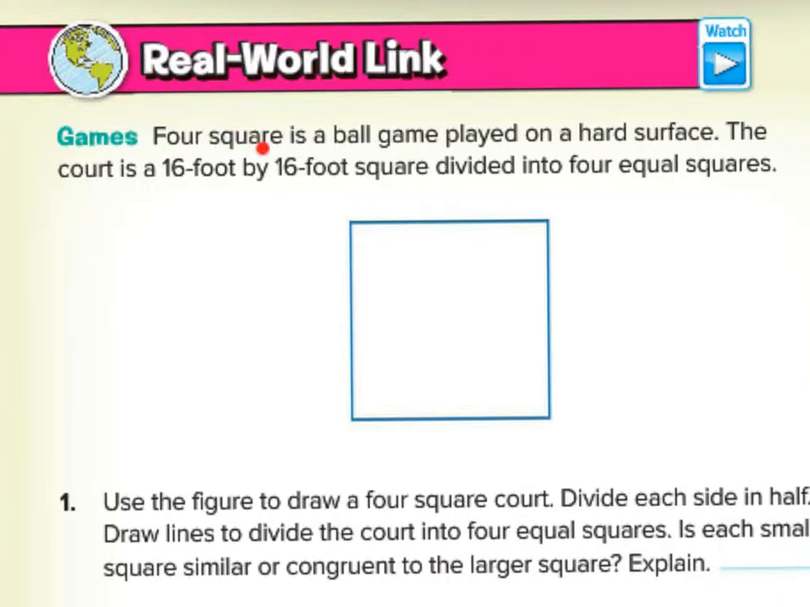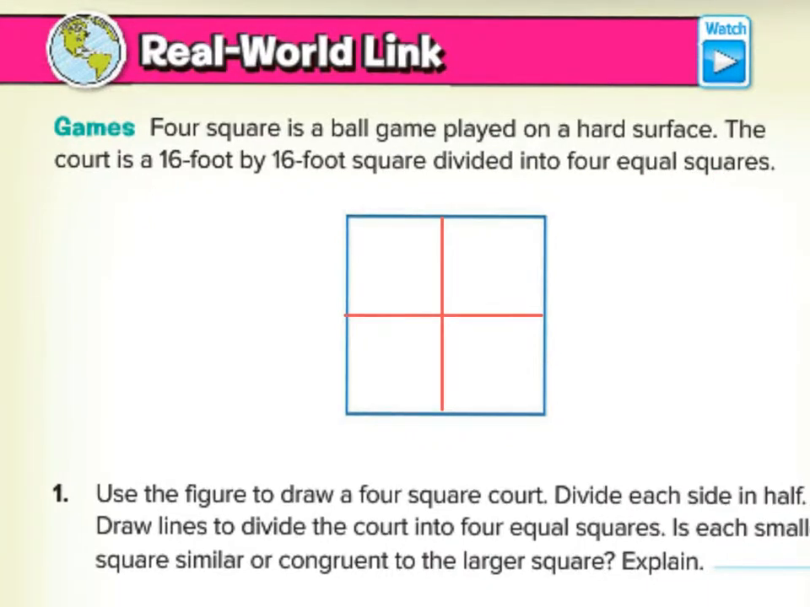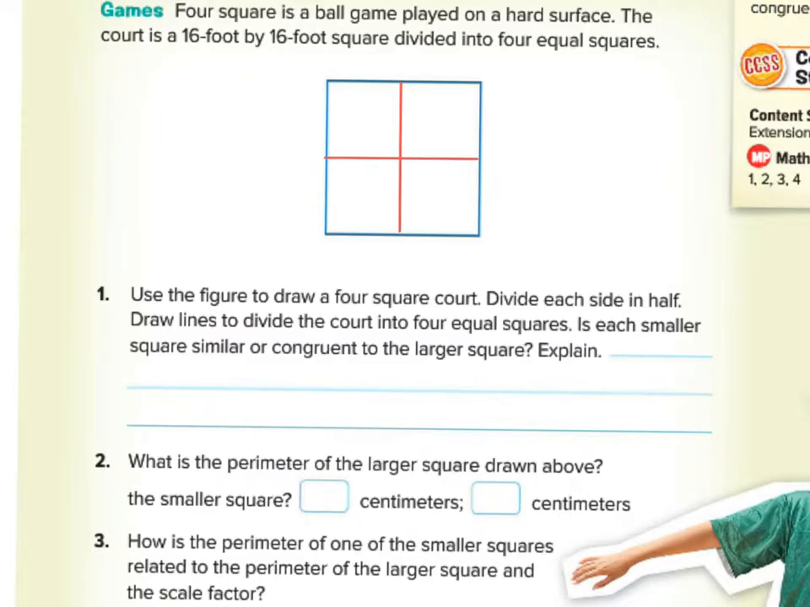Games. Foursquare is a ball game played on a hard surface. The court is 16 foot by 16 foot square divided into 4 equal areas. So let's divide our square into 4 even squares, okay? And let's complete question 1.